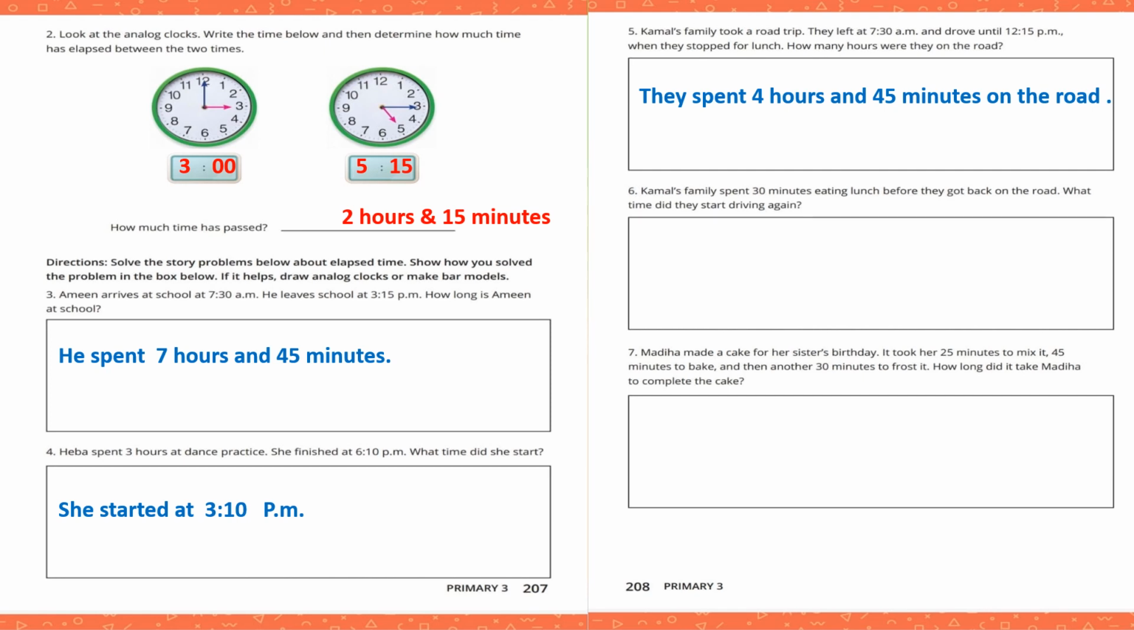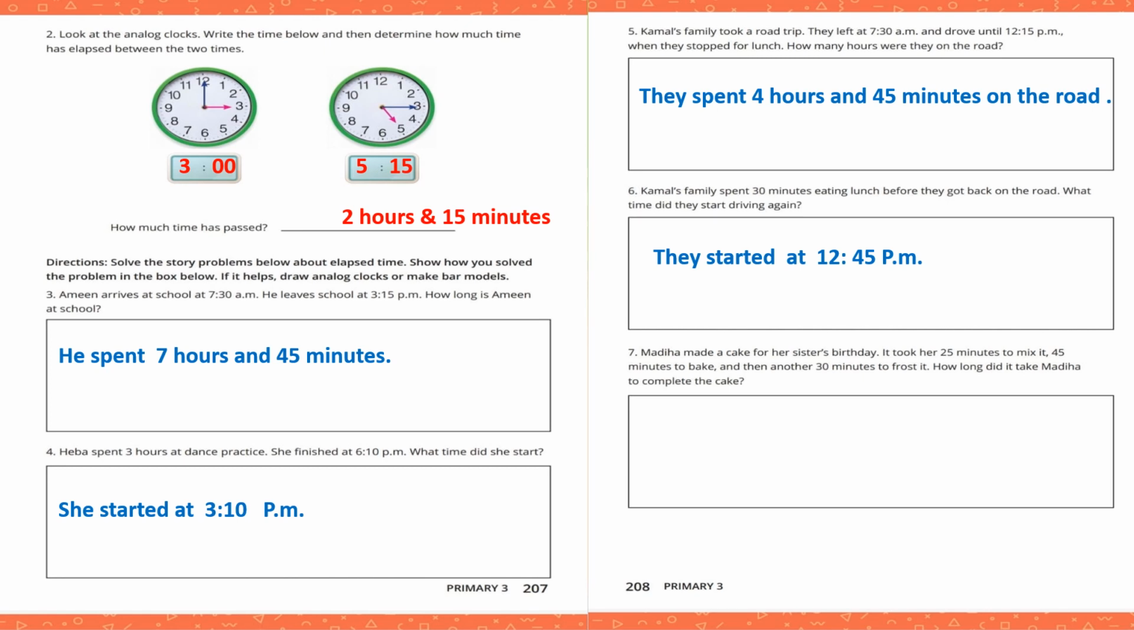Number 6. Kamal's family spent 30 minutes eating lunch before they got back on the road. What time did they start driving again? They started at 12:45 p.m. Number 7.